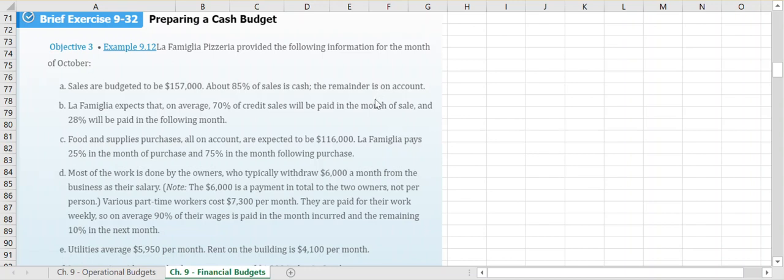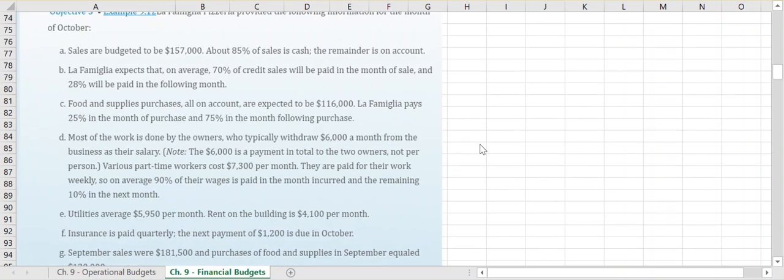In this example video, we are going to look at brief exercise 932, and we're going to put together a cash budget. So we're looking at a company that's a pizzeria, and they tell us that their sales for the month of October are budgeted to be $157,000. They tell us that 85% of their sales are typically in cash and the remainder is on account. On average, they have a 2-month collection process for any on-account sales.